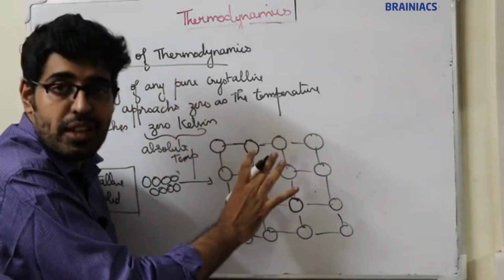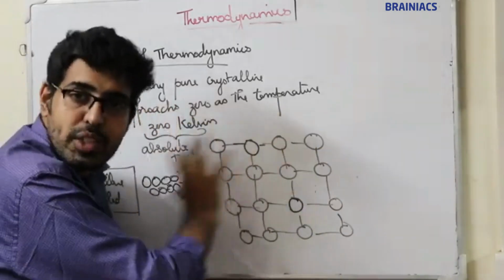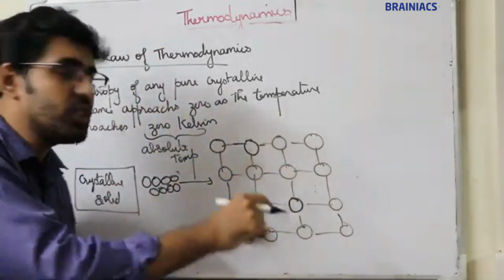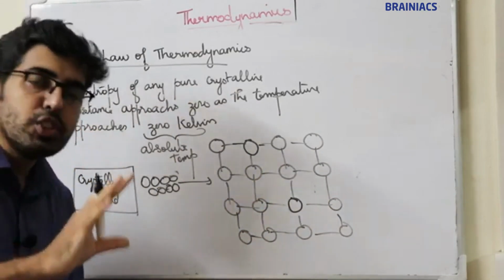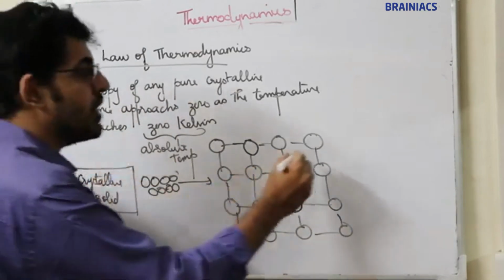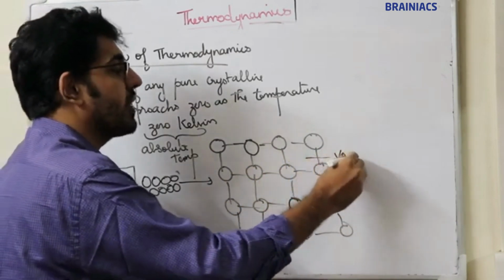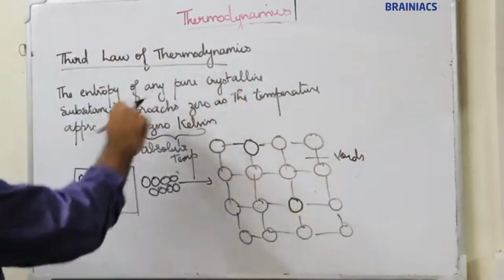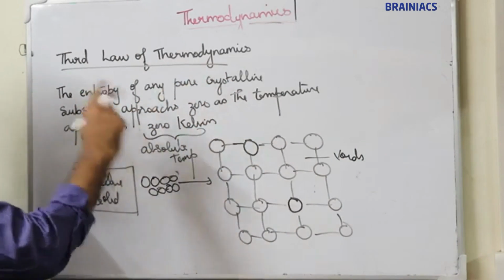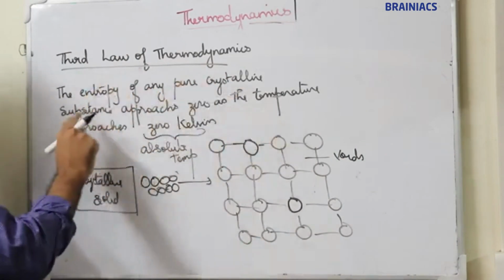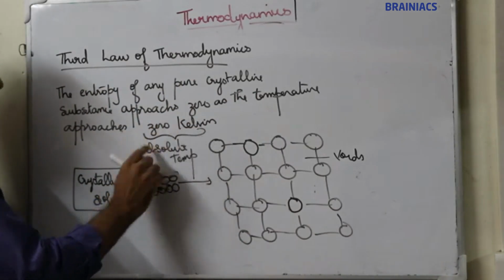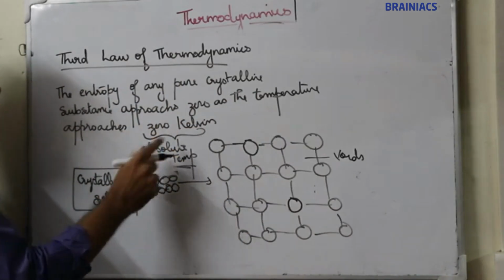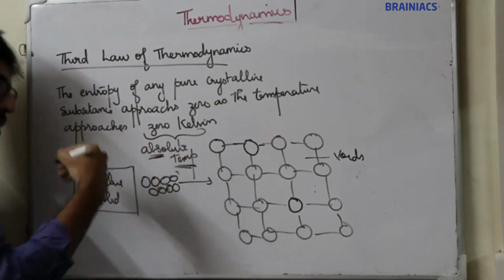In a crystalline solid, particles are closely packed, yet you can still observe spaces or voids. Now, according to the third law, the entropy of any pure crystalline substance approaches zero as the temperature approaches 0 Kelvin. 0 Kelvin is also known as absolute temperature.